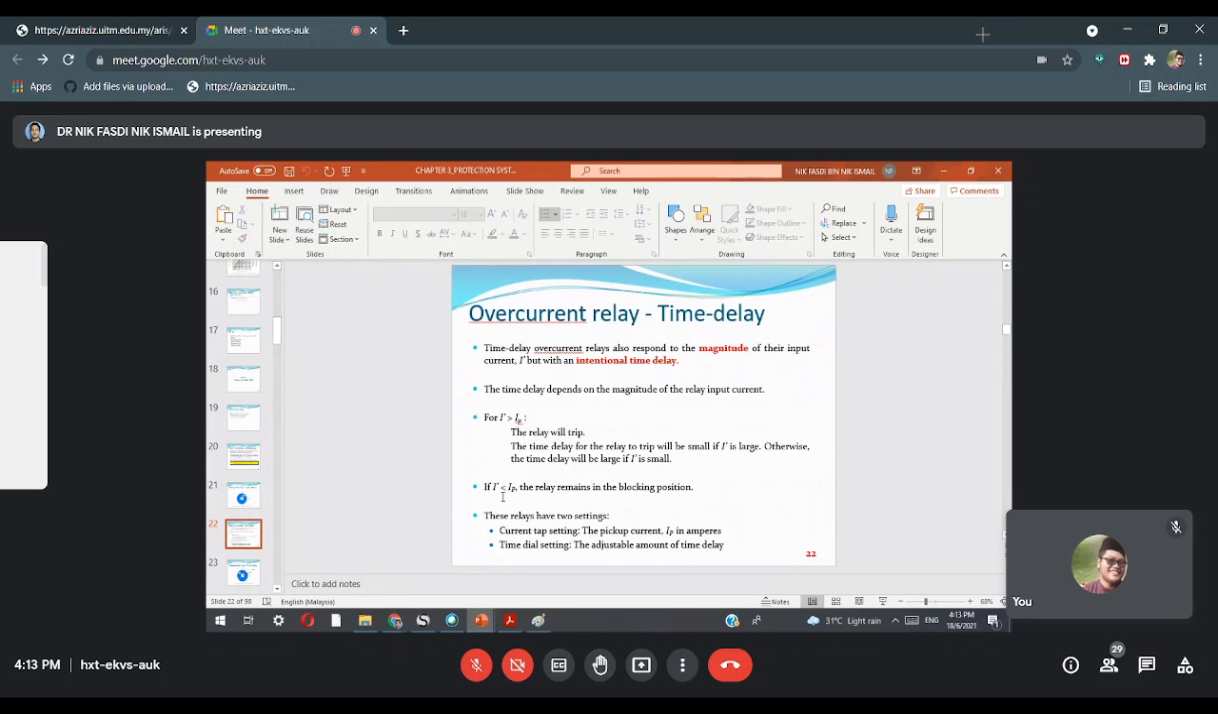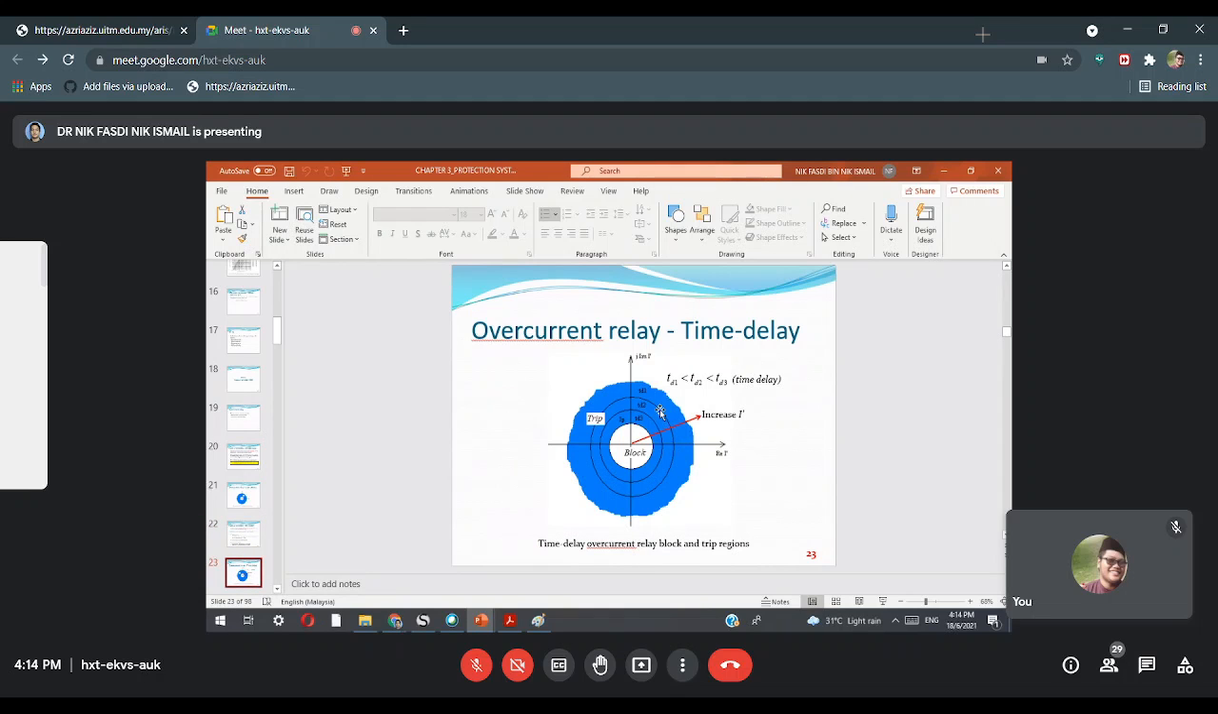If I prime is less than IP, the relay remains in the blocking position. This relay has two settings: the current type setting, the pickup current IP in amperes, and the time dial setting, the adjustable amount of time delay. So when we say time delay, it is based on the magnitude, and we can set how long, basically based on the time dial setting. You look here, this is the diagram for the time delay of a current relay, block and trip region.